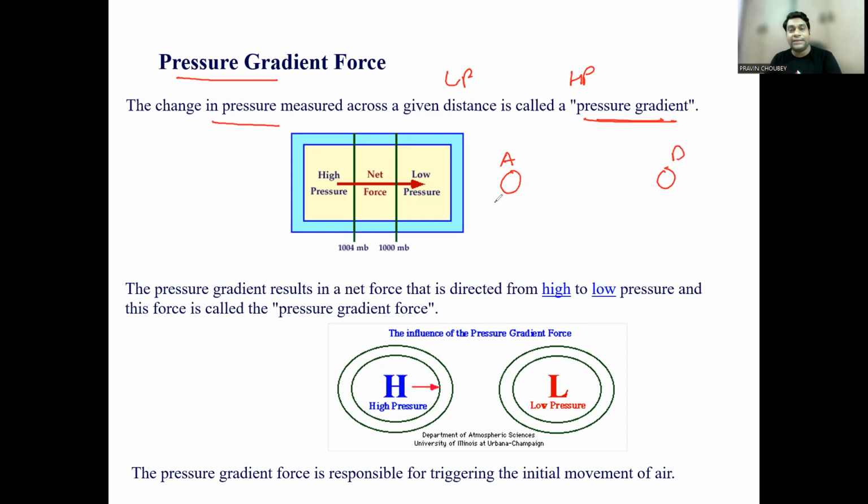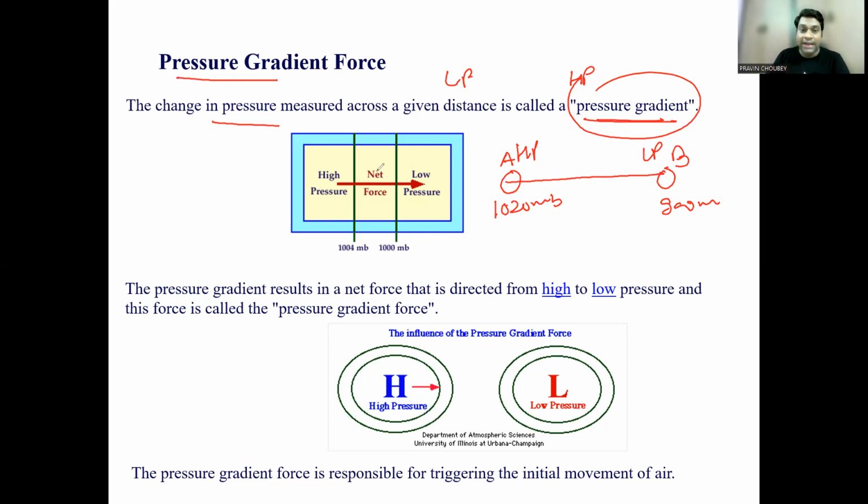Suppose place A has a pressure of 1200 MB, millibar being the unit for measuring pressure, and place B has a pressure of, say, 900 MB. So we can say place A has high pressure and place B has low pressure. This change in pressure from A to B is called a pressure gradient. If pressure is changing at a faster rate, that creates a force, and that net force is applied from high pressure to low pressure, and this force is called the pressure gradient force.